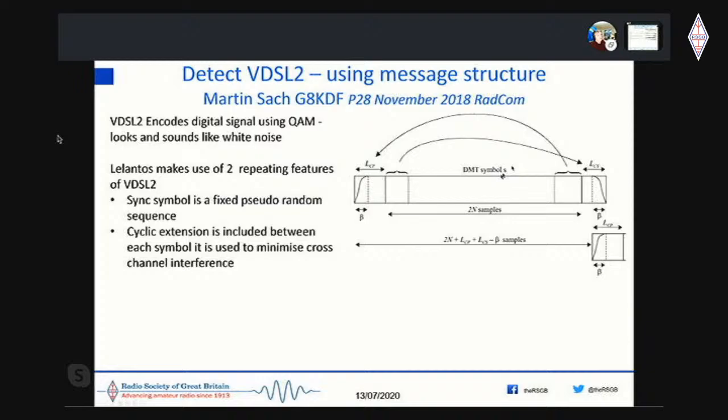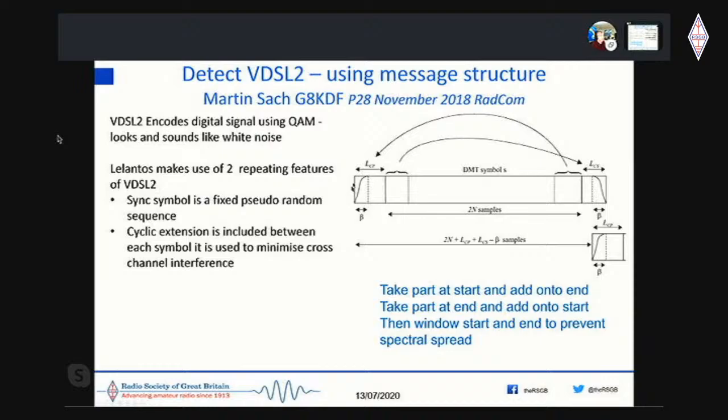So basically, this is your message in this part here, and you want to put that symbol next to another one in time. Now, if you just bolt them together, you'll get big discontinuities, you'll get spectral spreading, and it won't work. So what VDSL does is it takes a bit of the real signal from the beginning of the message packet, puts it on the end, and vice versa with the bit at the end, puts it on the beginning, and then it can window in the traditional way to stop spectral spreading, but it's windowing something which, although it has exactly the same characteristics as a message, is not the actual message.